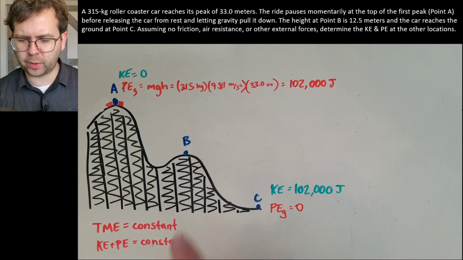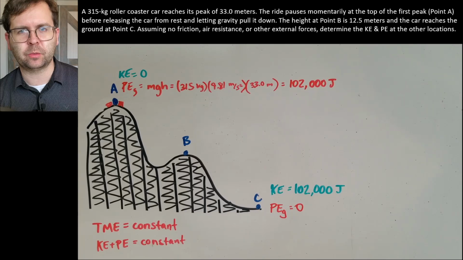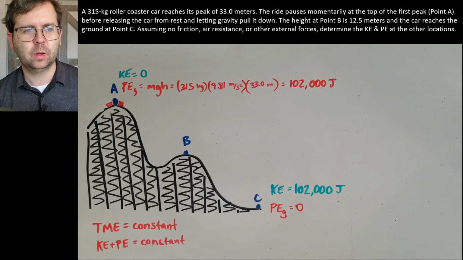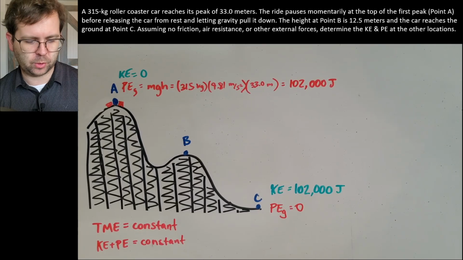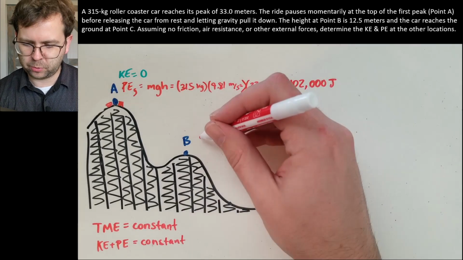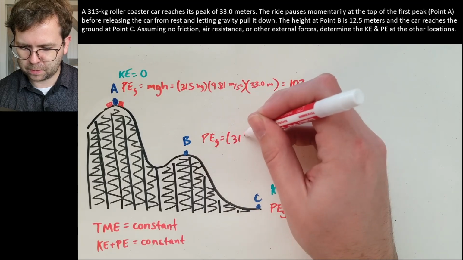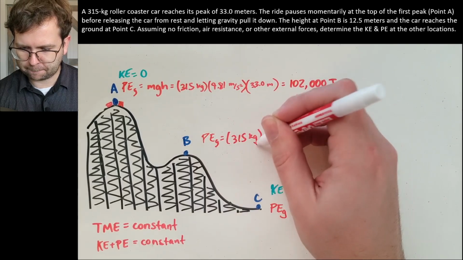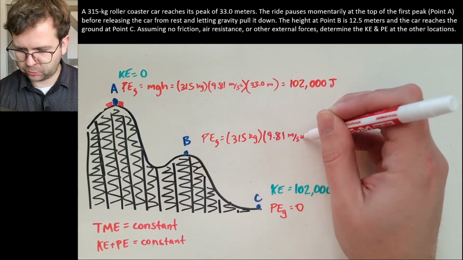So what information do we have about point B? Do we know the speed or the height at point B? That'll tell us which one we're looking for. And in the problem, it says a height. It says the height at point B is 12.5 meters. So I'm using that information. I will use the same values here, but instead I'm going to use a height of 12.5.